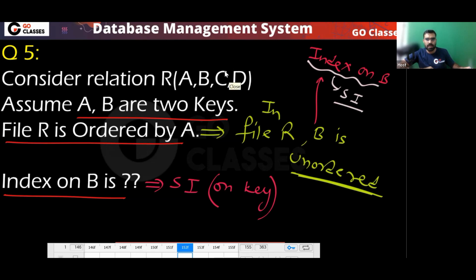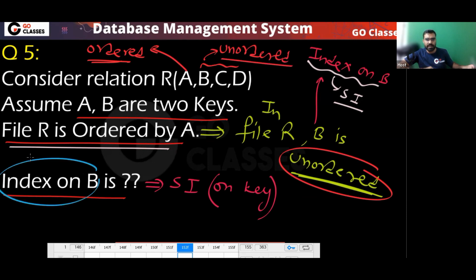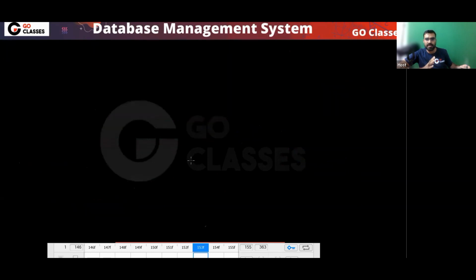Yes or no? Is this clear to everyone? Tell me. So you can notice if you order by A, then automatically your file will be unordered on B, C, D. If you order one of these, automatically the others will become unordered. So here, if you create index on B, that will be called secondary index on key. Yes or no? So this is your question number 5. You calculate your marks. So far, how many marks you got? Just calculate your marks.